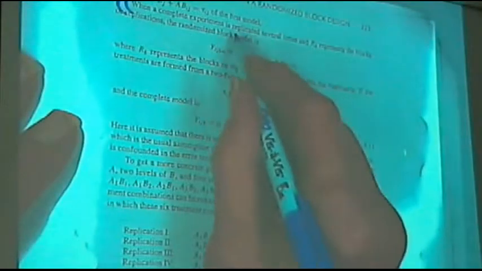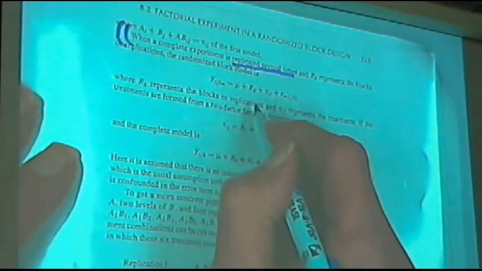So now the idea is that suppose the complete experiment is replicated several times. R_k represents the blocks or replications. The randomized block model then looks like this. So now we picked up an extra term in the model for replication, and then the tau_ij is the same as we had before.